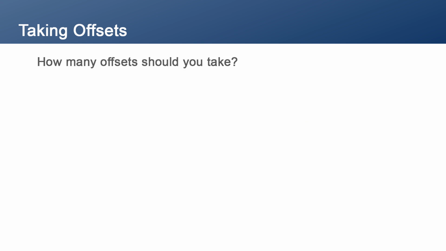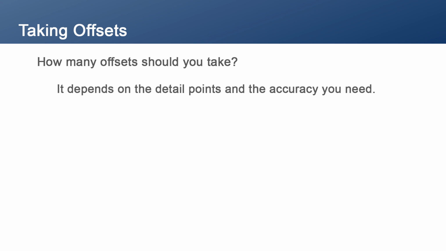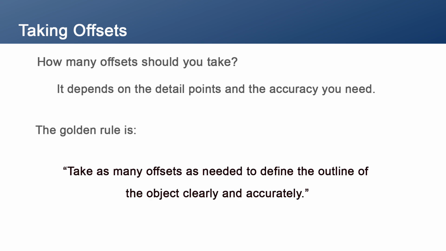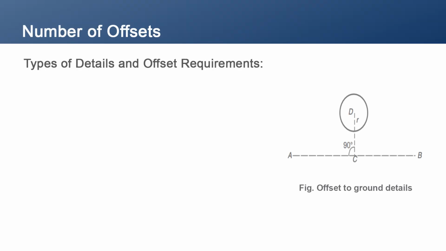So now, how many offsets should you take? It depends on the detail points and the accuracy you actually need. So the good rule here is: take as many offsets as needed to define the outline of the object clearly and accurately. Offsets are essential for every change in the alignment of the detail, and here are some specifics for different types of details.